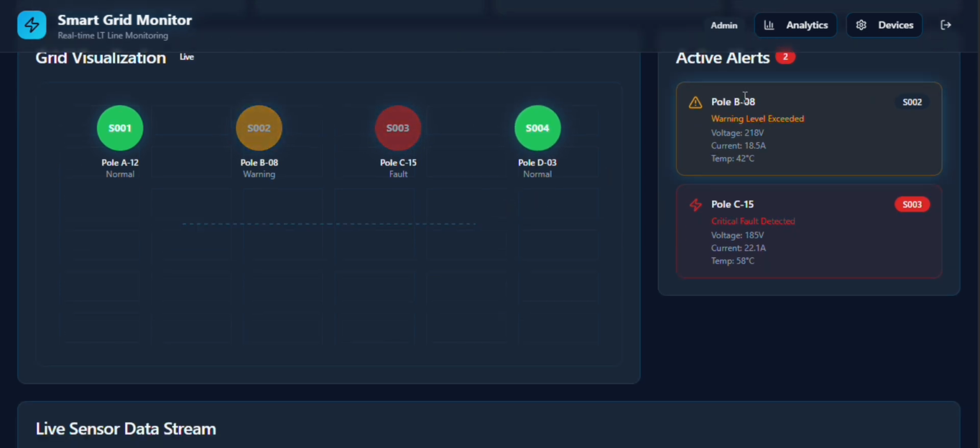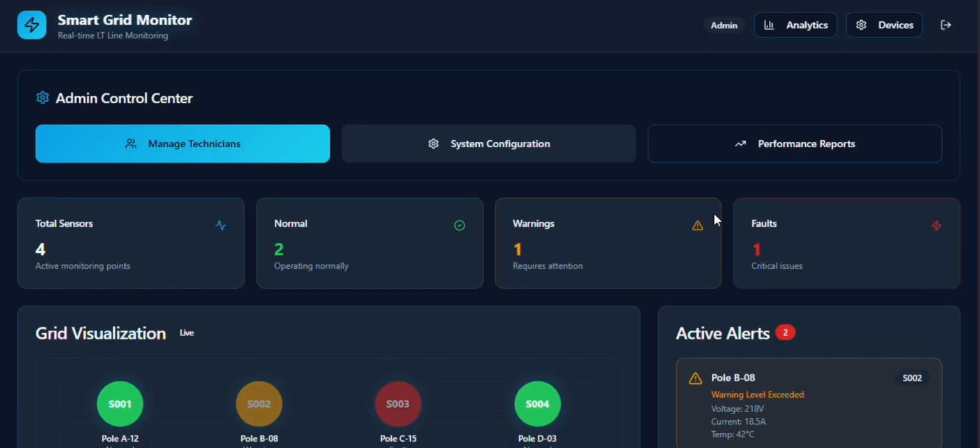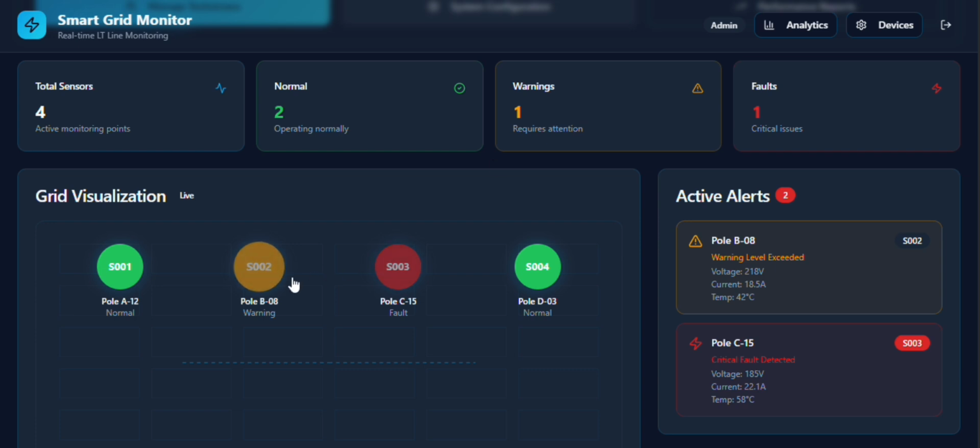So as you can see here, also active alerts. Pole B warning level exceeded. The sensor attached here, that is the S002, shows us the voltage, current and temperature. And the S003 sensor shows us the critical fault detected. That means the fault detected in this line is measured. That is, voltage it is showing, current is also showing, and the temperature is also shown. Warnings are there, pole B and pole C. There is a warning, there is a fault.